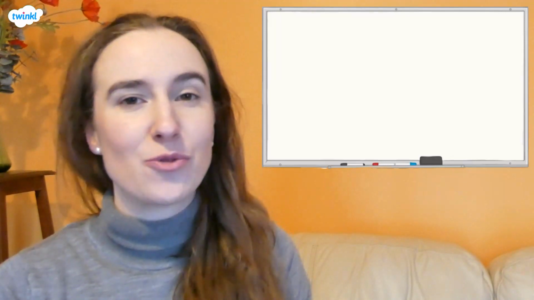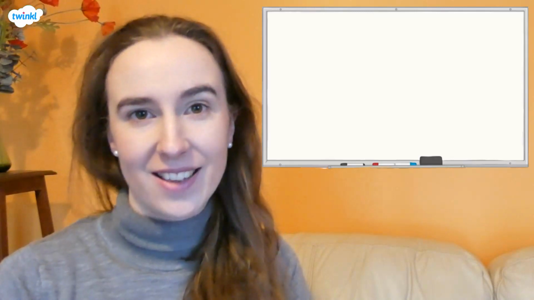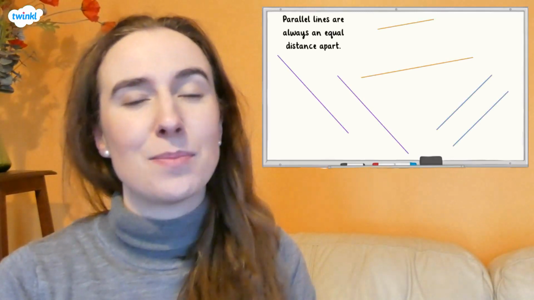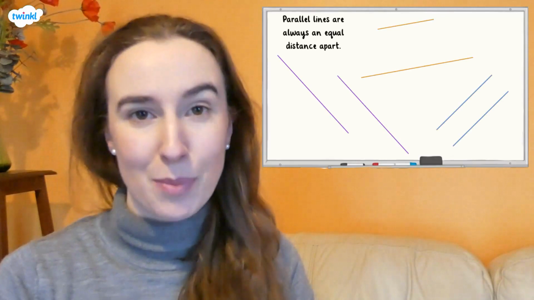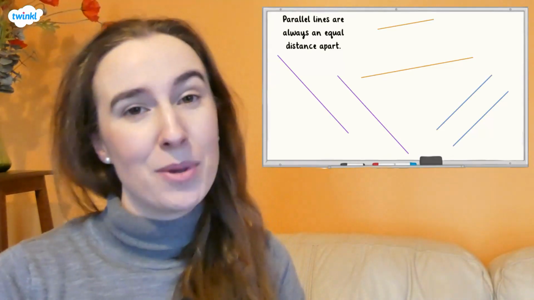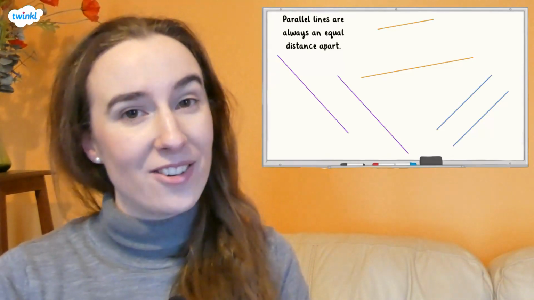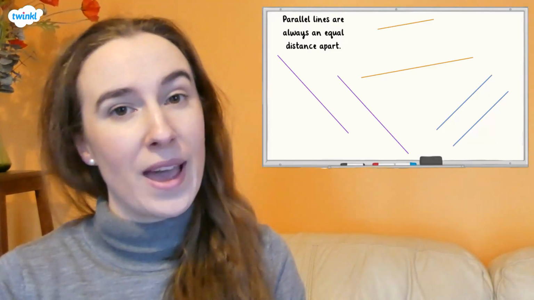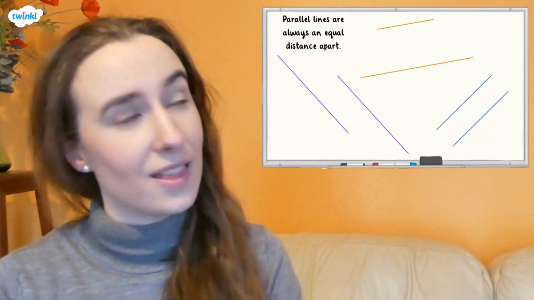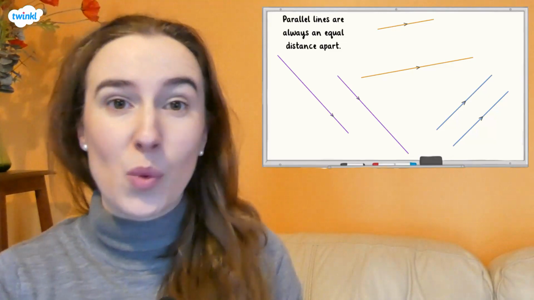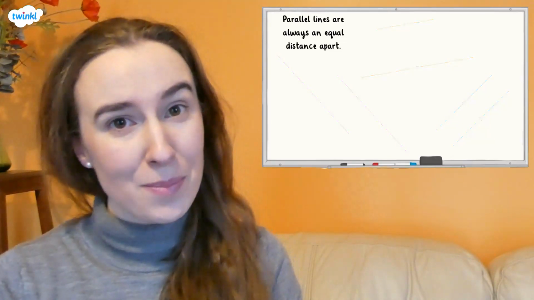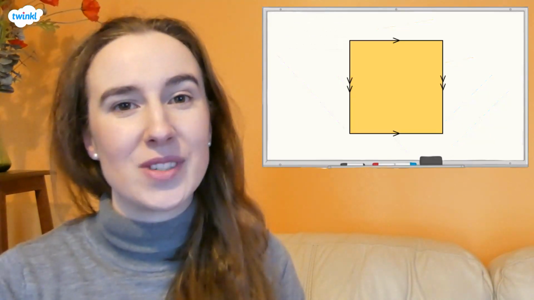Before we start, let's recap the definition of parallel. If lines are parallel, it means that they are always an equal distance apart. Here are some examples of parallel lines. Parallel lines are sometimes marked with an arrowhead halfway along the lines, like this. If there is more than one set of parallel lines in a shape, then 2 arrowheads can be used, like this.